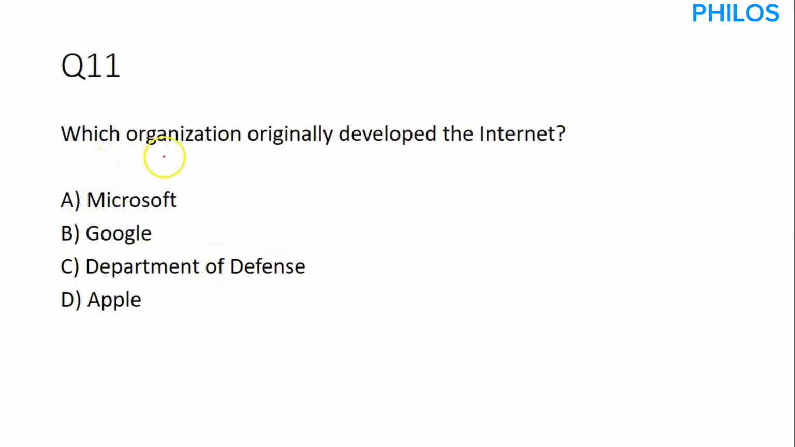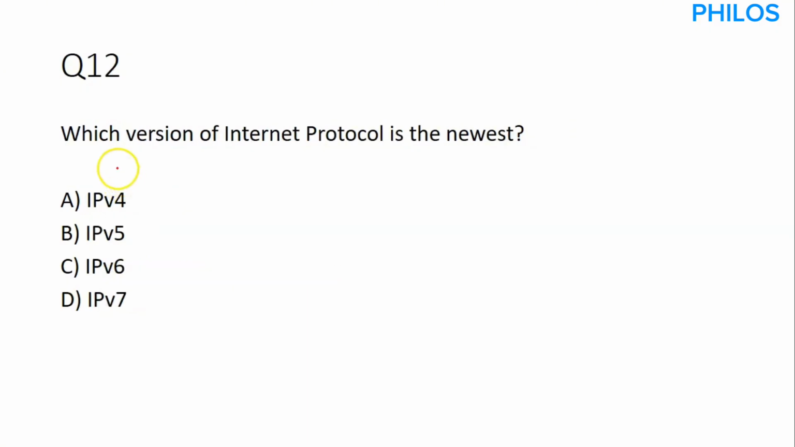Question 11. Which organization originally developed the internet? It is the Department of Defense, okay, known as Advanced Research Projects Agency, ARPA. Okay, so let's proceed to the next question. Question 12. Which version of Internet Protocol is the newest? The newest version is Internet Protocol version 6. Okay, it was actually designed to address the limitation of IPv4. Okay, so let's proceed to the next question.